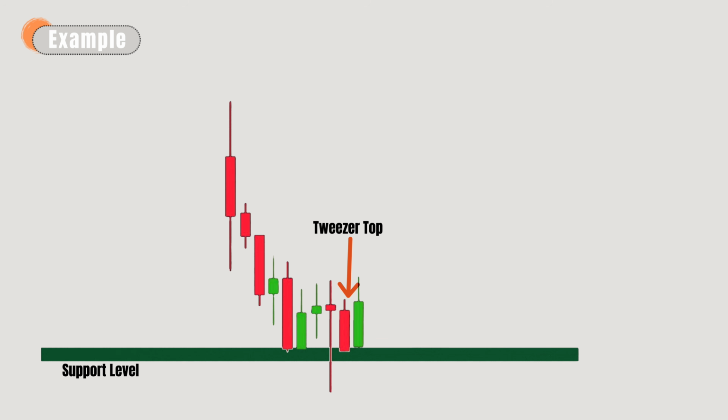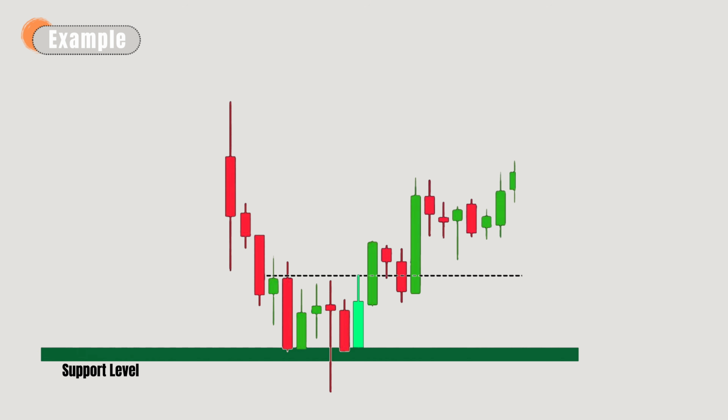As soon as the price breaks the previous swing high with a strong bullish candle, the market reverses and goes up. If the tweezer top pattern is in the resistance area and the tweezer bottom is near the support area, it can give you good results.